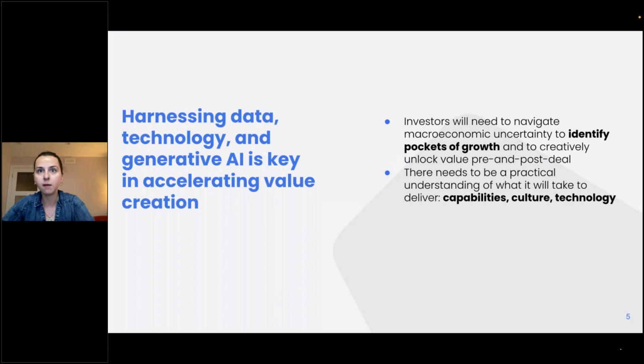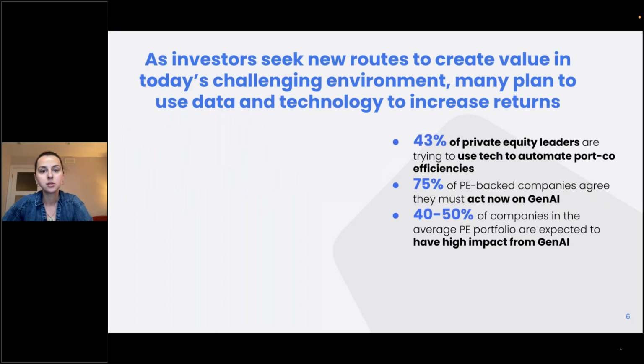So we really emphasize and point to it being crucial to not only navigate uncertainty, but also to equip ourselves and firms likewise with the tools and knowledge necessary to deliver those tangible results. By doing so, we can adapt to changing market conditions and really thrive in the face of uncertainty. So as investors seek new routes to create value in today's challenging environment, many do plan to use data and technology to drive those returns.